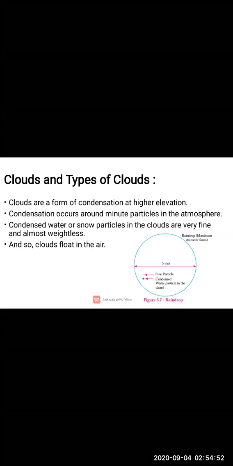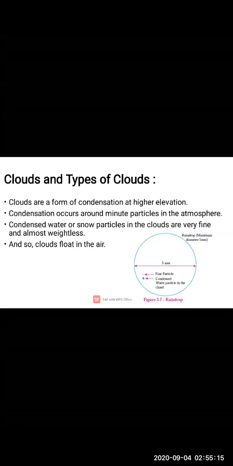Children, the condensed water and snow particles which are present in the clouds are very fine and almost weightless. So because of this, what happens? Because of this less weight and fine particles, the clouds can float in the air. We can observe that the clouds are actually floating in the air.